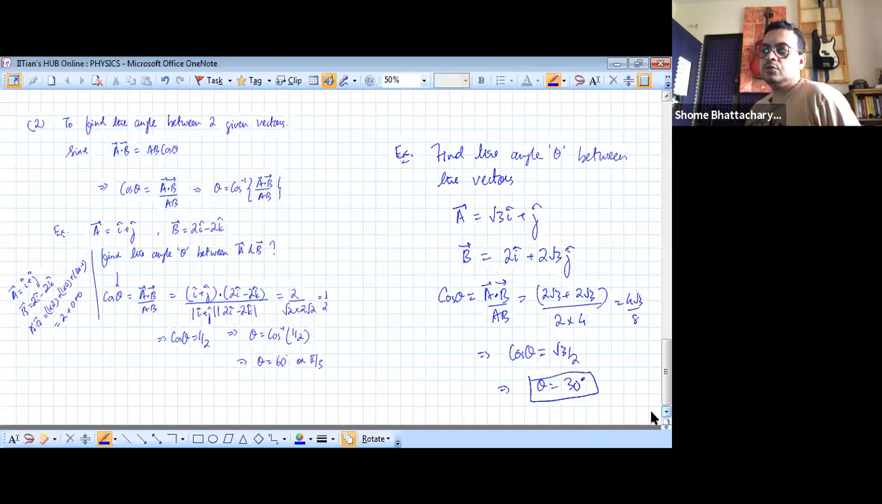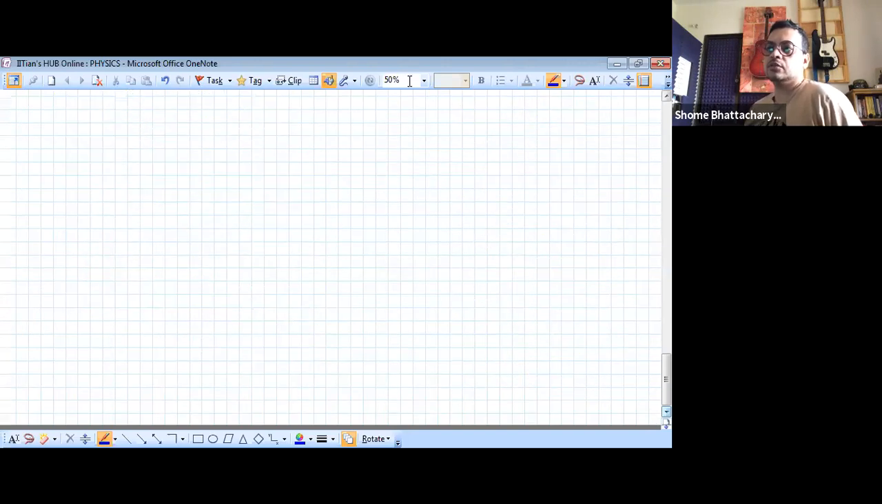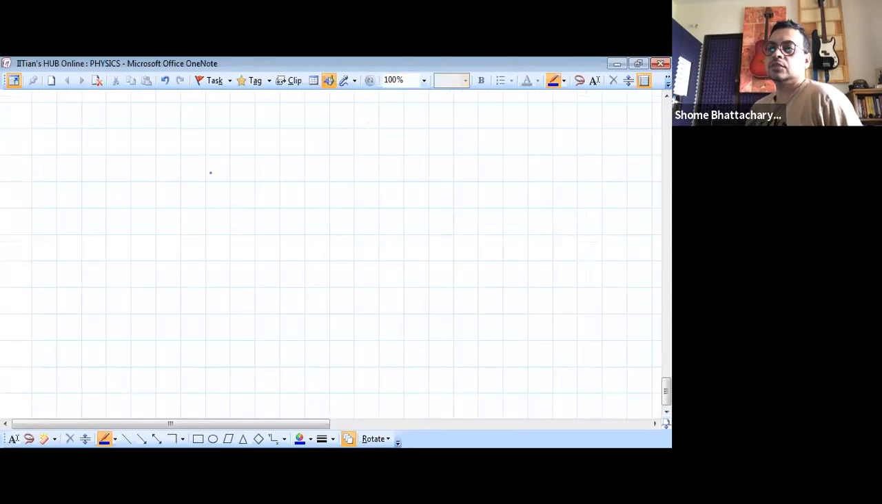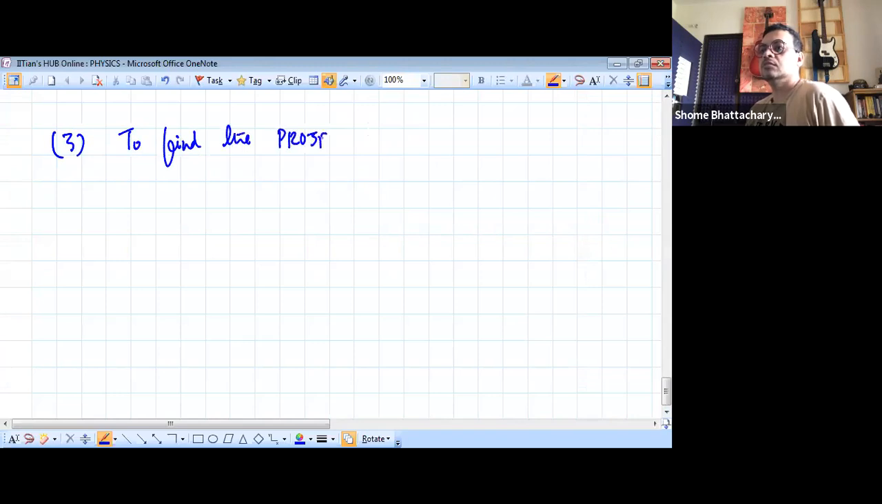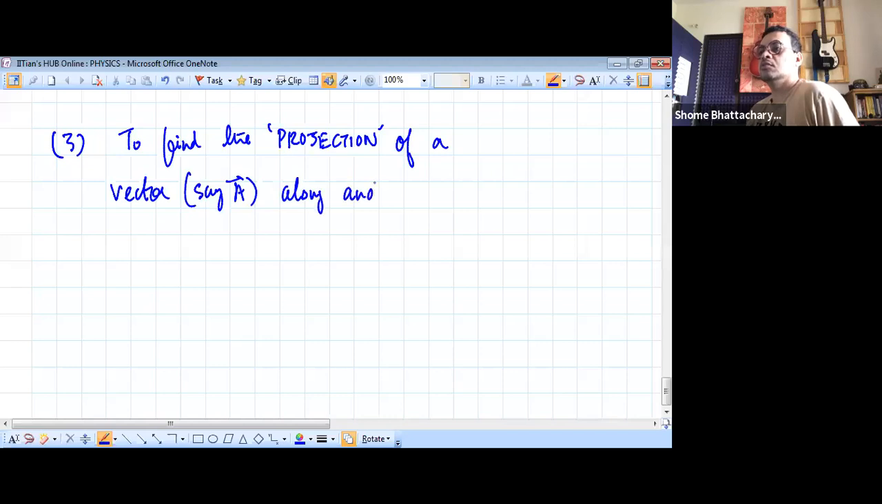Okay. Now we come to the third point, the most important application of dot product. So the third and final most important application of dot product. Okay. So to find the projection of a vector, say A, along another vector, say B. Okay. So first of all, let us understand what this term means.